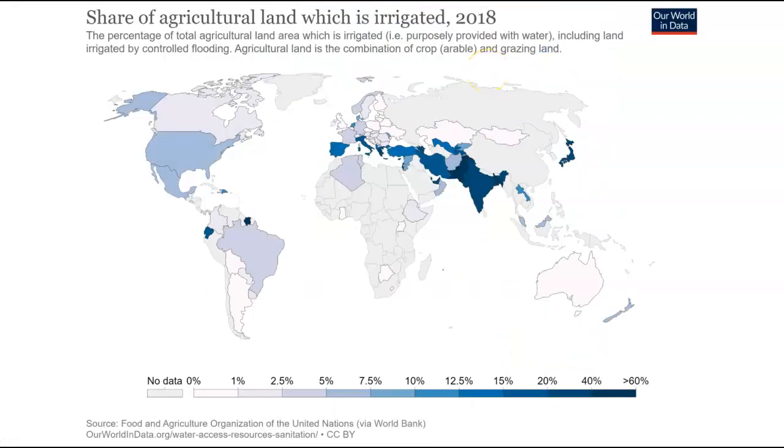So we can look at, for example, the share of land that is irrigated. That means that it's agricultural land, in this case both the crop land and the grazing land. And part of that is, of course, irrigated by just rainfall. But in other places, it's irrigated by artificial irrigation. And we see that varies across the world quite a bit. In India and Pakistan, apparently they irrigate quite a lot.